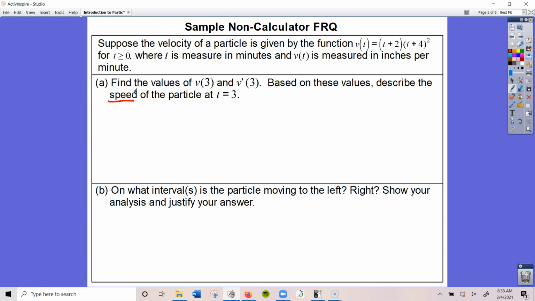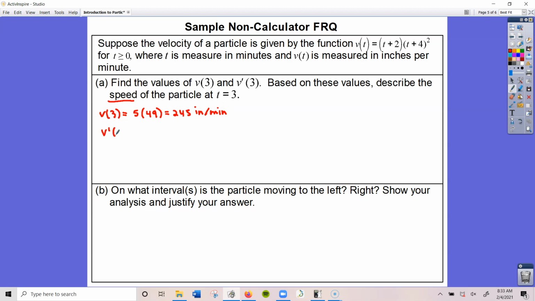So first, let's start with the first part of this question. We're going to find v of 3, so we're just going to plug it in. 3 plus 2 is 5, times 3 plus 4, which is 7, and 7 squared is 49. 5 times 49 is 245, and always include your units even though we're just looking for the number. This is inches per minute.